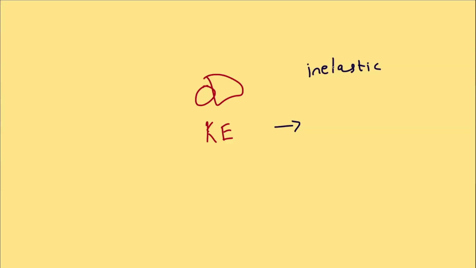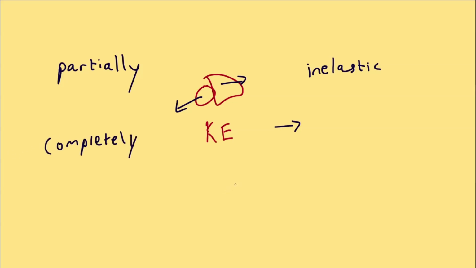There's two main types of inelastic collisions. The first type we call partially inelastic collisions. So the objects bounce off each other after the collision, and they lose some kinetic energy. The second type is completely inelastic. And in these cases, the objects stick together and they slide off together. And that's maximum kinetic energy loss.